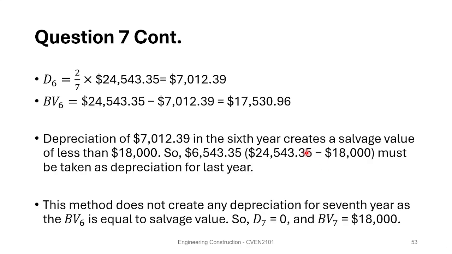So this is a good example. Over here, we see the salvage value is supposed to be 18,000, but in year 6 we get 17,530.96. So essentially, we just need to get rid of this depreciation, move a step back, and change the book value to match that $18,000, and that should give you $6,543.35. In terms of the next year, if you remember this question, it has 7 years. So this equipment has 7 years of life.